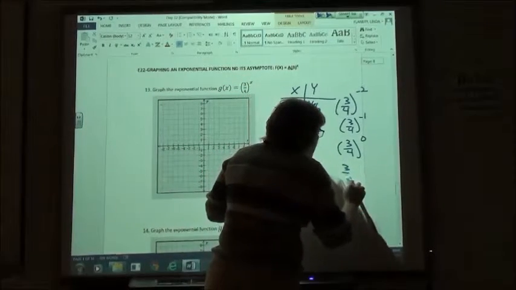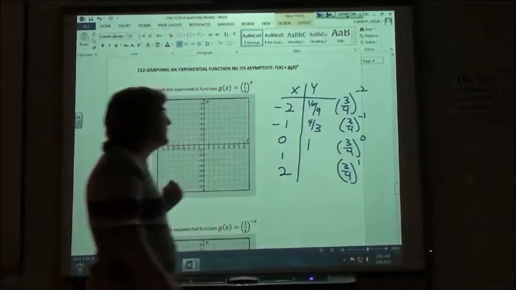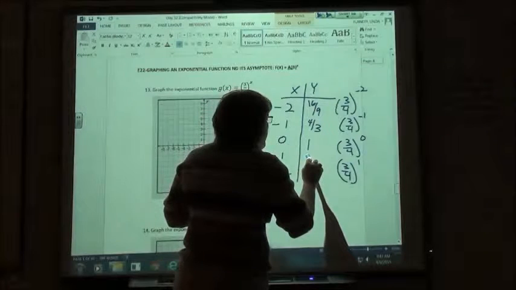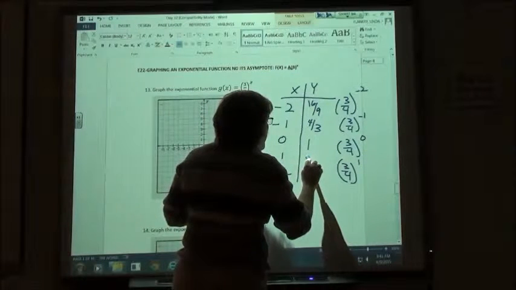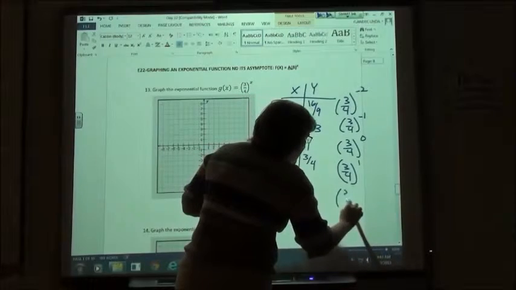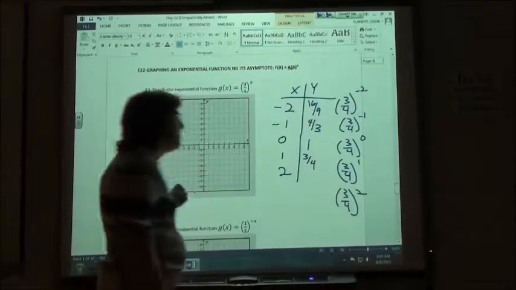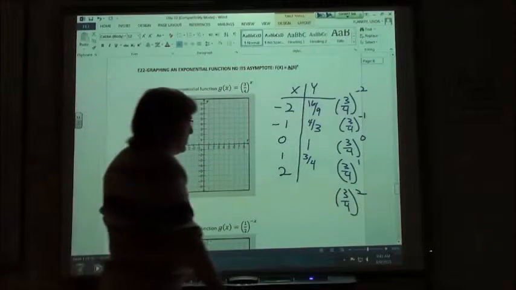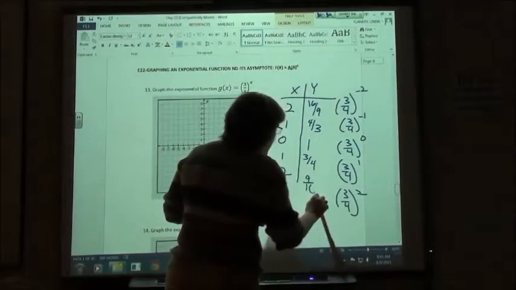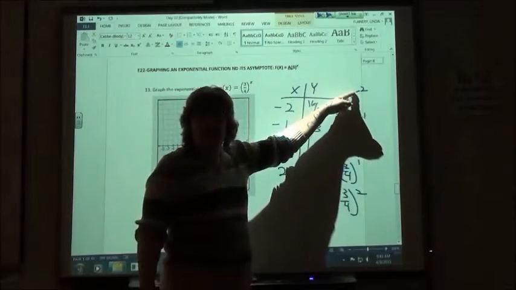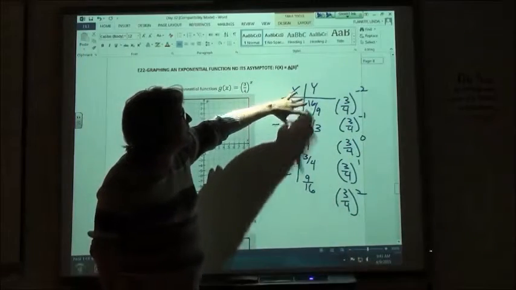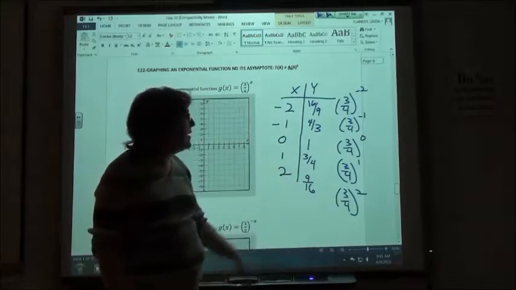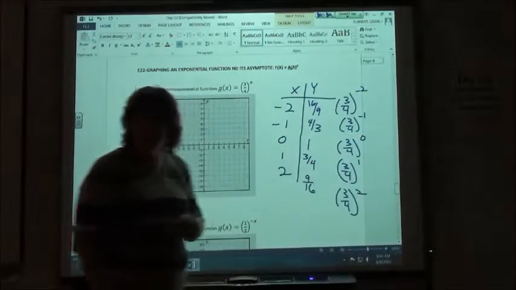Then we're going to take our 3/4 to the 1st power. 3/4. And 3/4 to the 2nd power. 9/16. Keep in mind the negative exponent, what that does. The negative exponent does the reciprocal. So here you had 16/9. Down here we have 9/16. And here anything to the 0 power is always equal to 1.